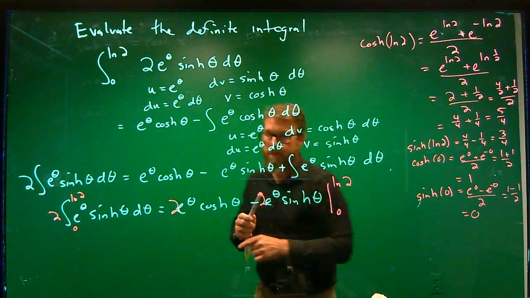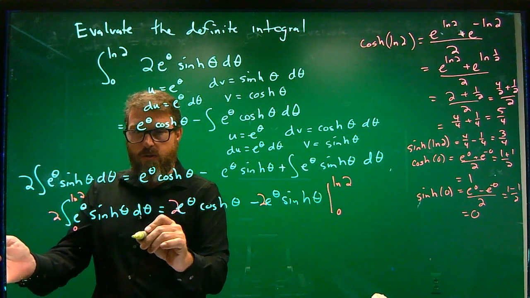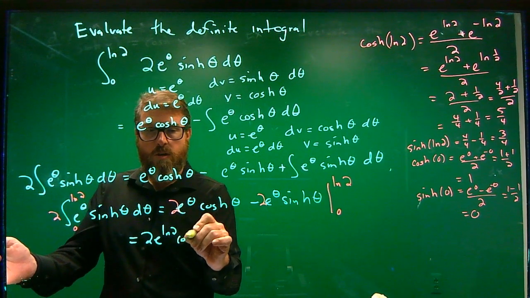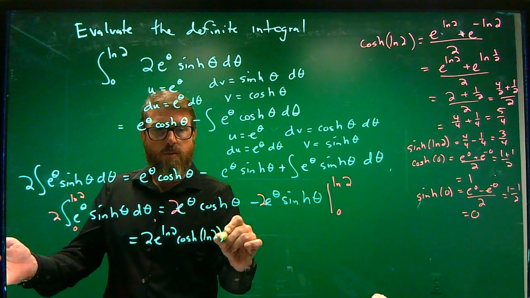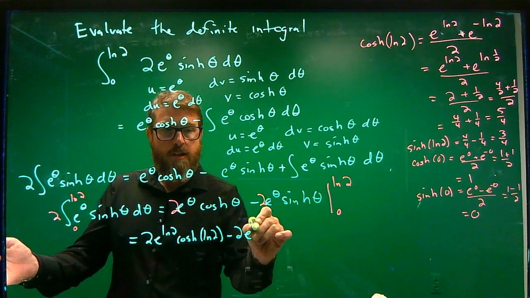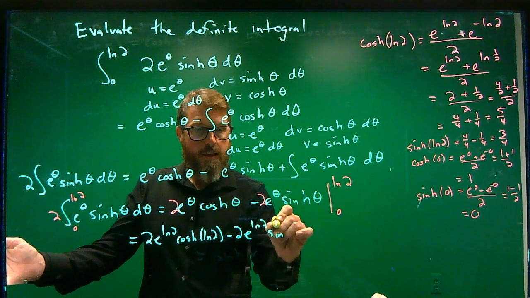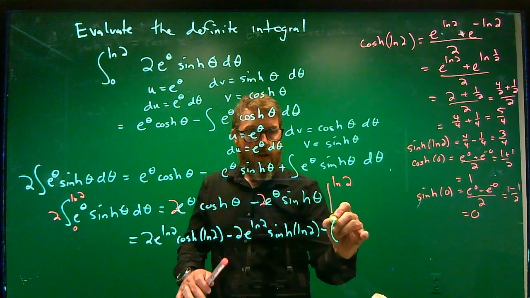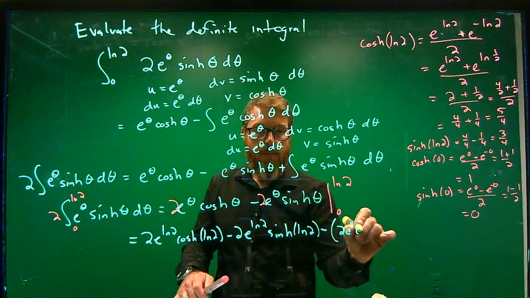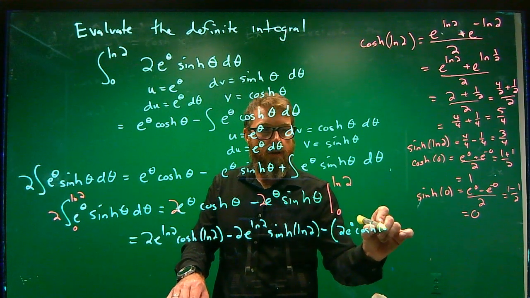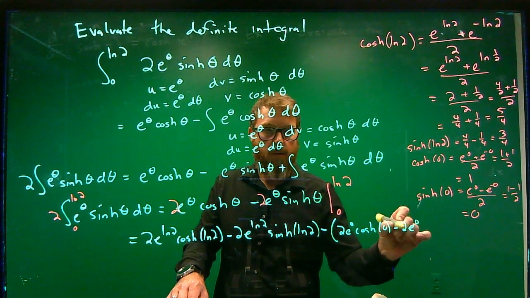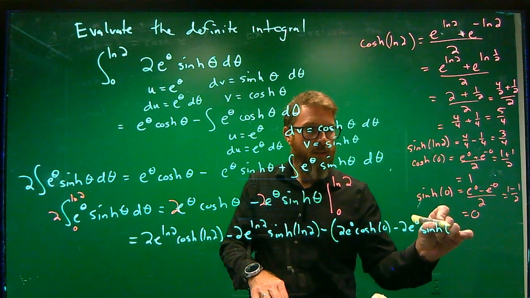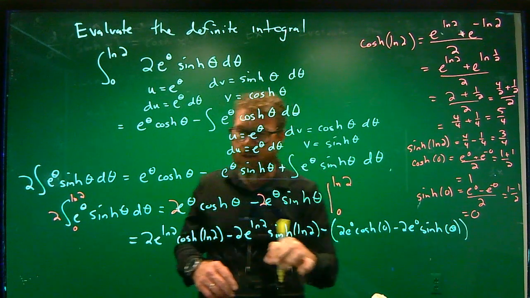Okay, so finishing this off, this is going to be equal to a value at the top, 2 e to the natural log of 2 hyperbolic cosine of natural log of 2, minus 2e to the natural log of 2 hyperbolic sine of the natural log of 2, and then minus, when I plug in 0, 2e to the 0 hyperbolic cosine of 0 minus 2e to the 0 hyperbolic sine of 0, and I know their evaluations.